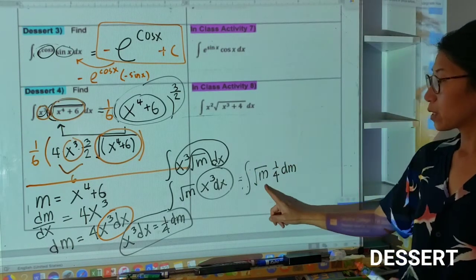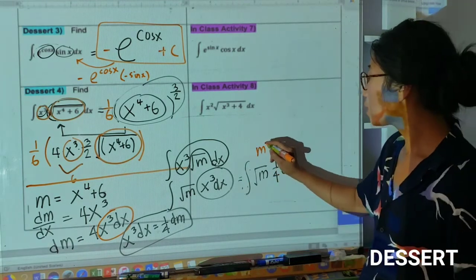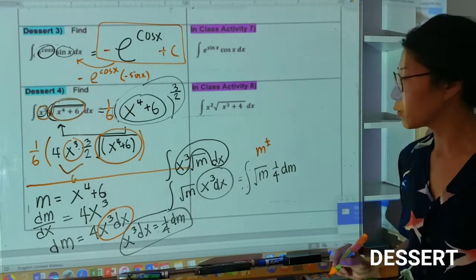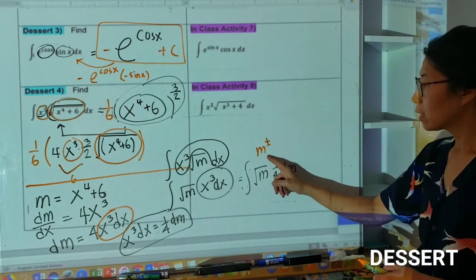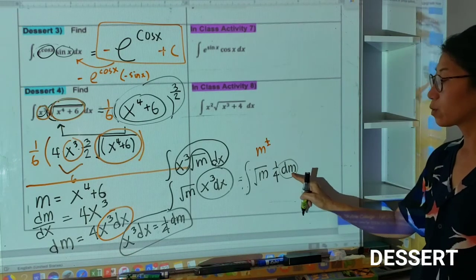Now, if you look at this, does this look familiar? That's the integral of m to the 1 over 2. We learned that previously, right? So let's take an antiderivative of this. Why? Because now we have everything in terms of m.